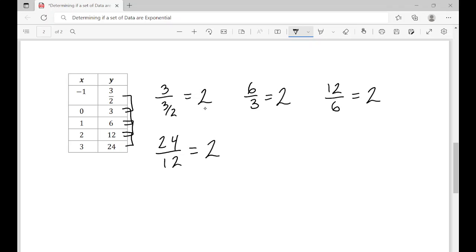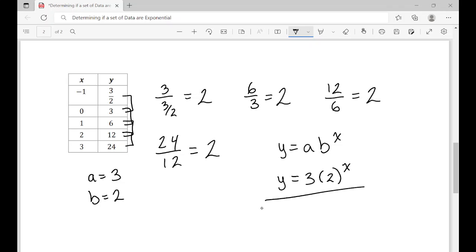And again, I can see that since my constant ratio is 2, b equals 2. And since my form of an exponential function is y equals ab to the x, I still got to find a. I can do that by just going to find out what y is when x is 0. So that means my a by default has to be 3. So a equals 3. Just take these and plug it in, and I'm going to get y equals 3 times 2 to the x. And here is my exponential function that models this data.